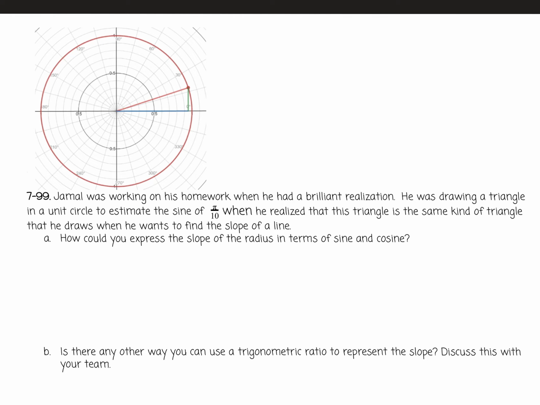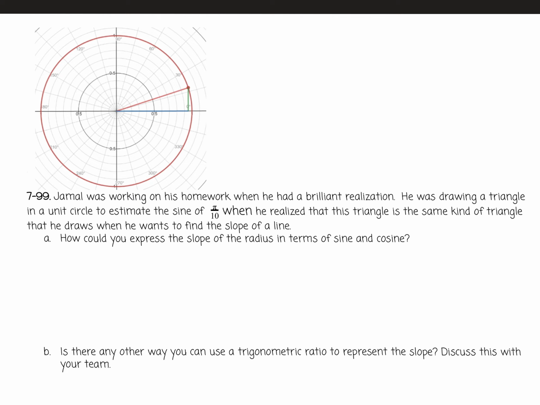All right, let's go ahead and talk through 799. So Jamal was working on his homework when he had a realization. He was drawing a triangle in a unit circle to estimate the sine of pi over 10 when he realized that this triangle is the same kind of triangle that he draws when he wants to find the slope of a line. How could you express the slope of the radius in terms of the sine and cosine?